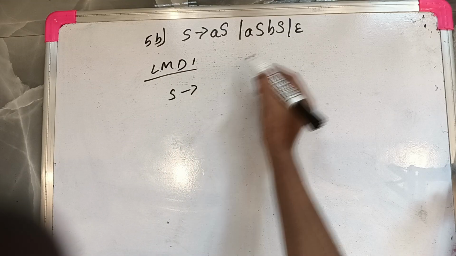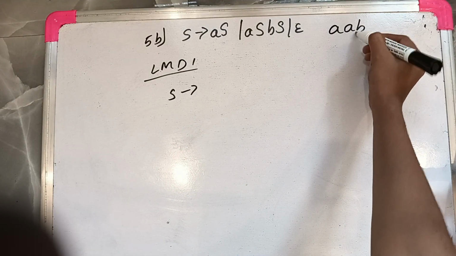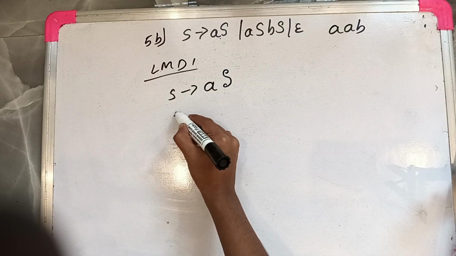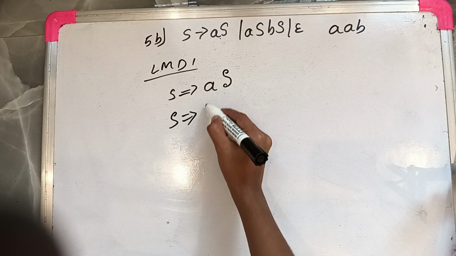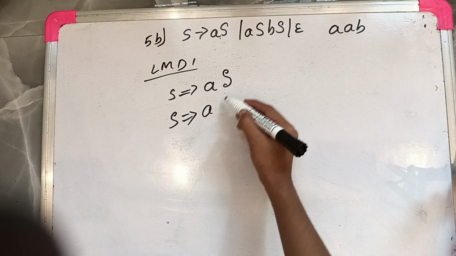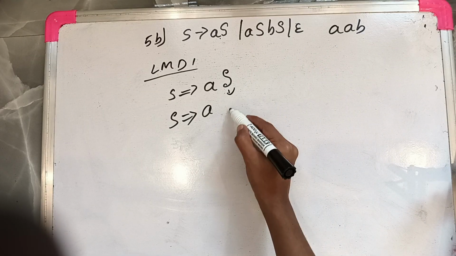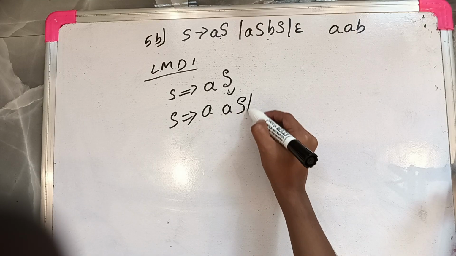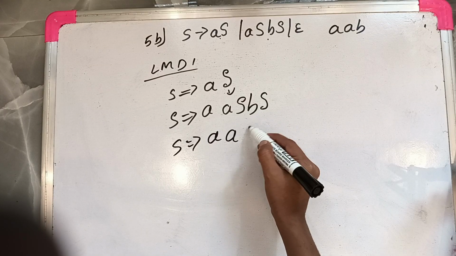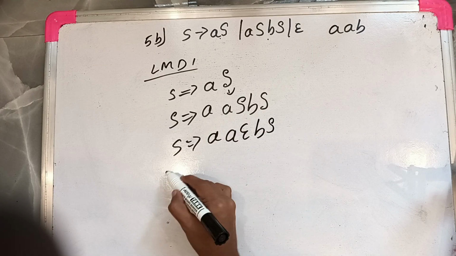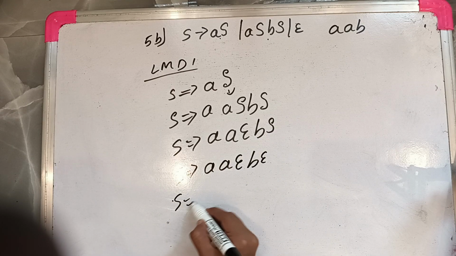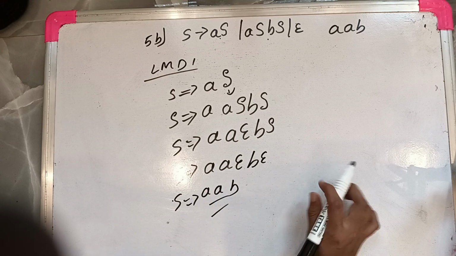LMD1: I am taking S, and the given string is AAB. I am starting here with AS, next A, I need another A, right? And after that I need B also, so in the place of S, I will apply ASBS. After that, in the place of S, epsilon. Next, BS. A, epsilon, B, epsilon. Next, S gives AB.